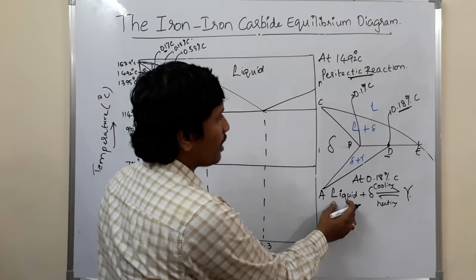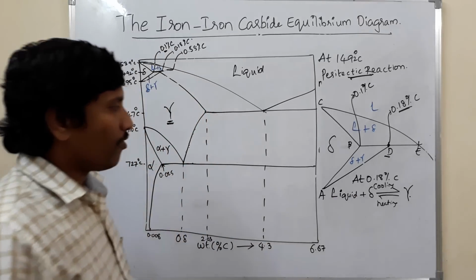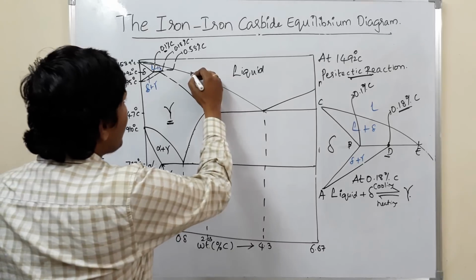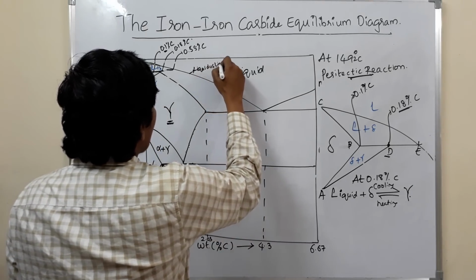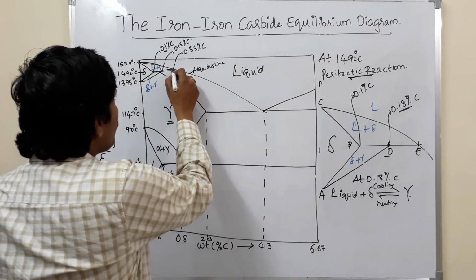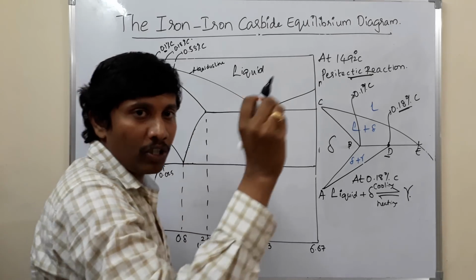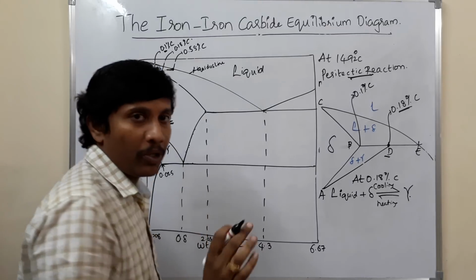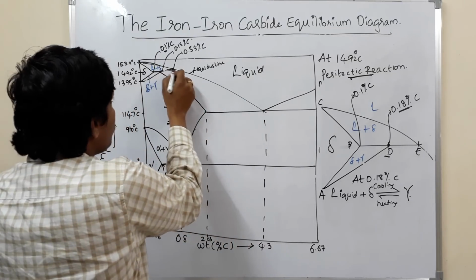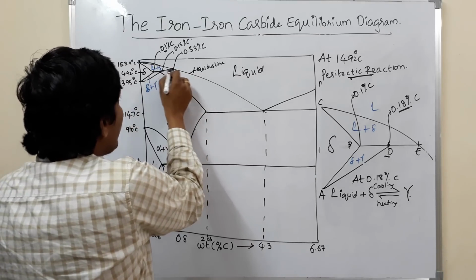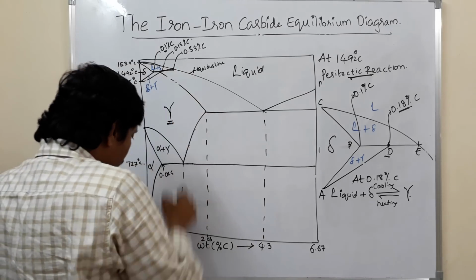Can you say what is the percentage of carbon in liquid? This line is the liquidus line. What is the percentage of carbon over here? You want to know the percentage of carbon in the liquid phase. So you will be concentrating on this point. You will be drawing a tie line, that is a horizontal line, extending that tie line up to the liquidus line, and then dropping down to the x-axis.